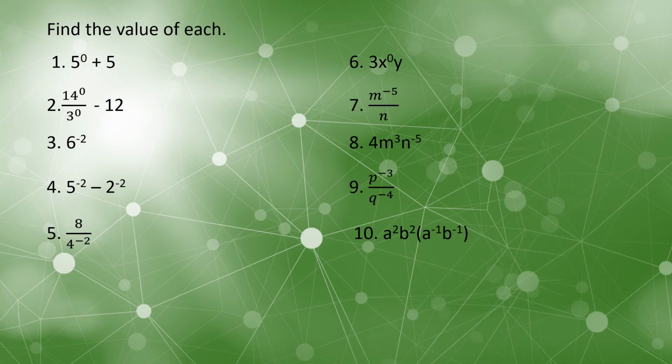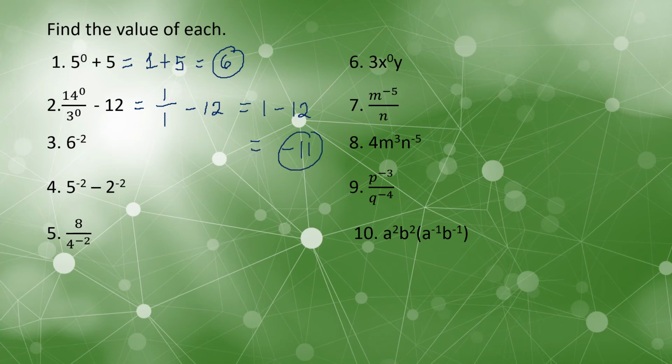Let's try to answer this. Find the value of each. Okay, for number 1, we have 5 raised to 0 plus 5. 5 raised to 0 is equal to 1. If we add 5 to it, it becomes 6. So therefore, number 1 is equal to 6. Number 2, 14 raised to 0 over 3 raised to 0 minus 12. 14 raised to 0 is equal to 1. 3 raised to 0 is equal to 1 minus 12. So it becomes 1 minus 12, and that will give us negative 11.